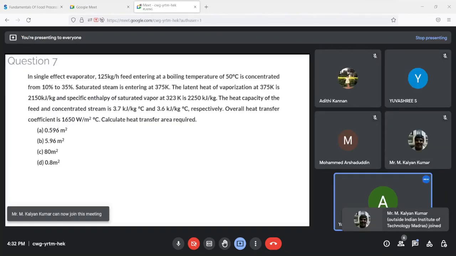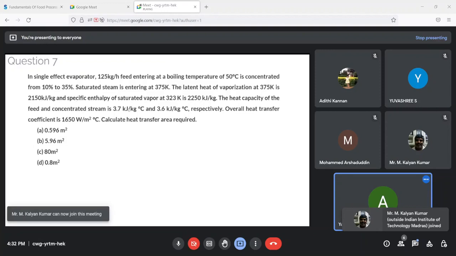Moving on to question 7. In a single effect evaporator, 125 kg per hour feed is entering at the boiling point of 50 degrees Celsius and is concentrated from 10 to 35%. The saturated steam is entering at 375 Kelvin. The latent heat of vaporization at 375 Kelvin is 2150 kilojoule per kg.